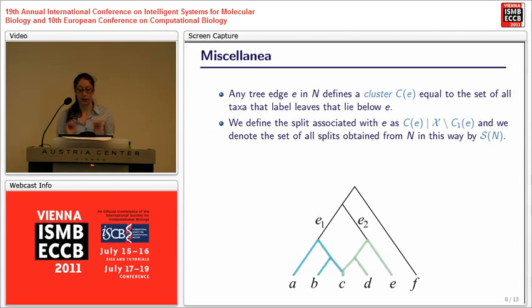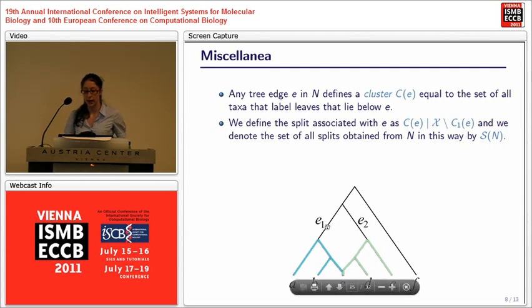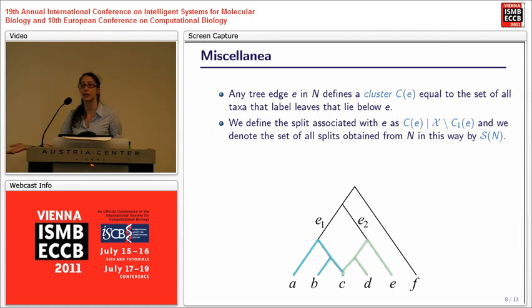You get the bunch of clusters, you just take the edge, so for example E1, and you take just the taxa that are below the edge, like in the tree. And then you can associate a cluster, a split, to this cluster, taking the cluster versus what is not in the cluster. And we call this SN.